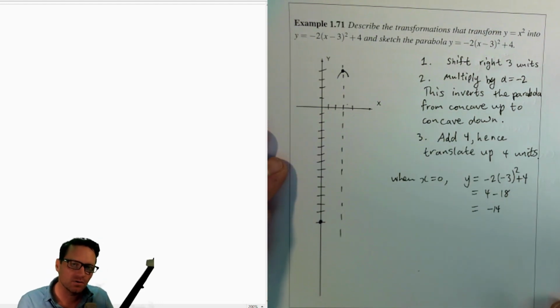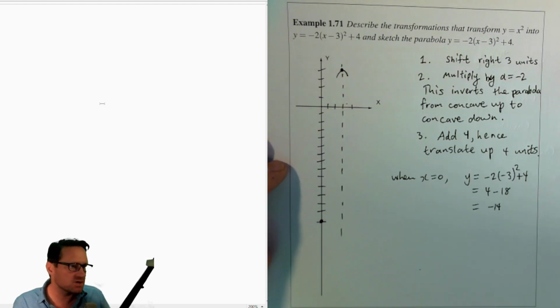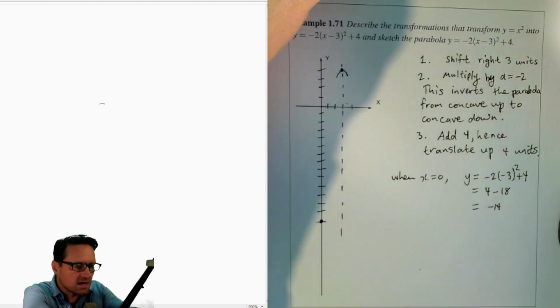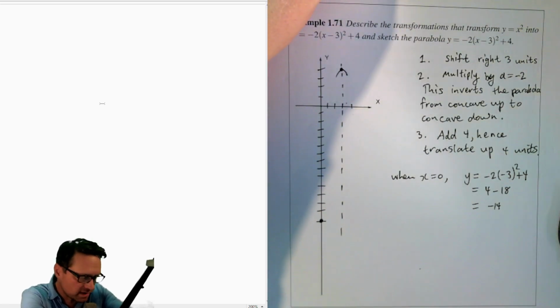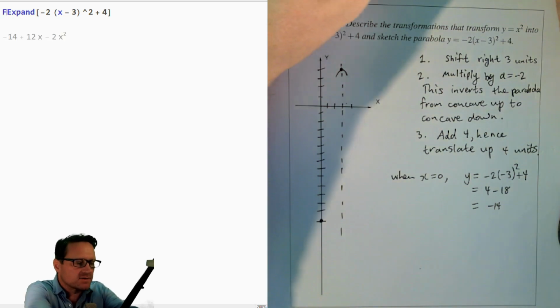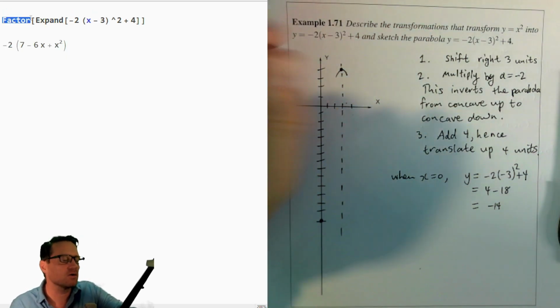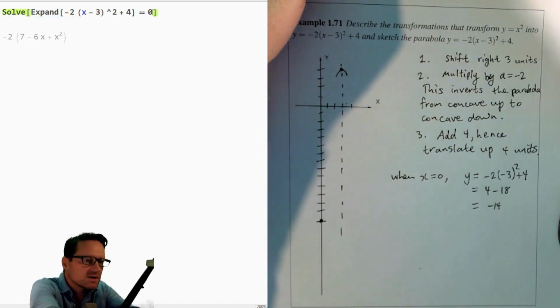Okay, so we can also find our x-intercepts, but that's a future lesson. So let me just open my software Mathematica to help out with this to make that quick. And I will just say expand and then factor. Okay, and so what I see there is it doesn't have any nice integer factor. Instead, I'll replace the word factor with solve equation equal to 0.